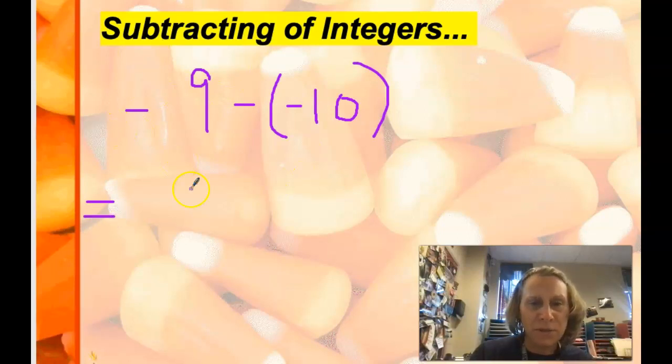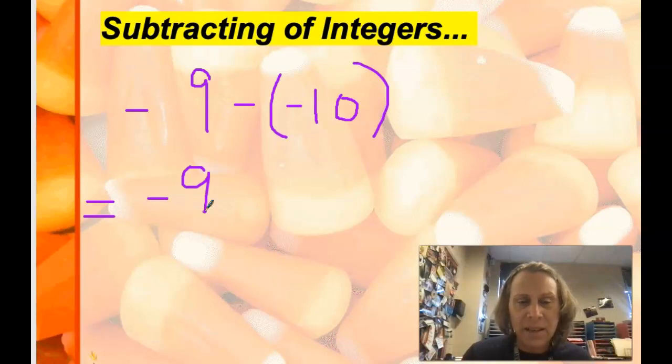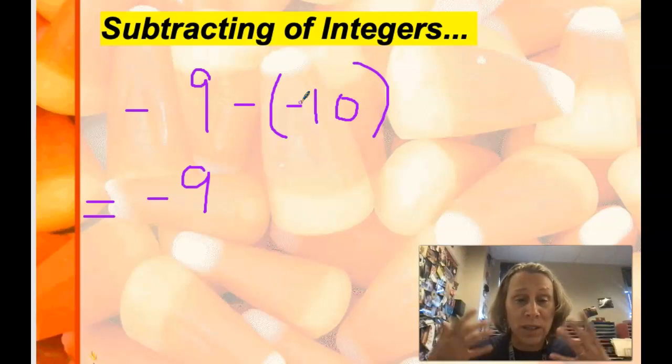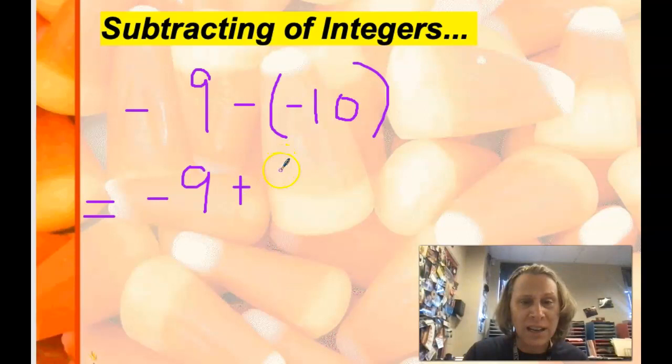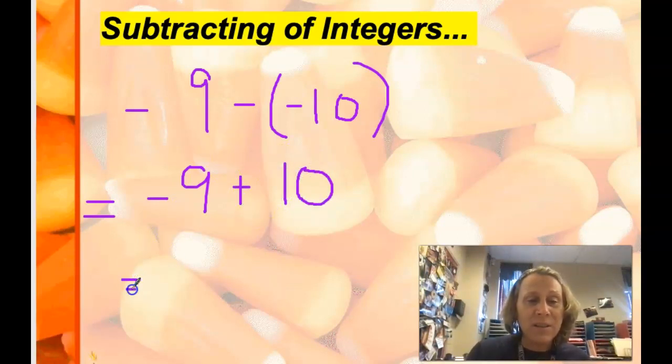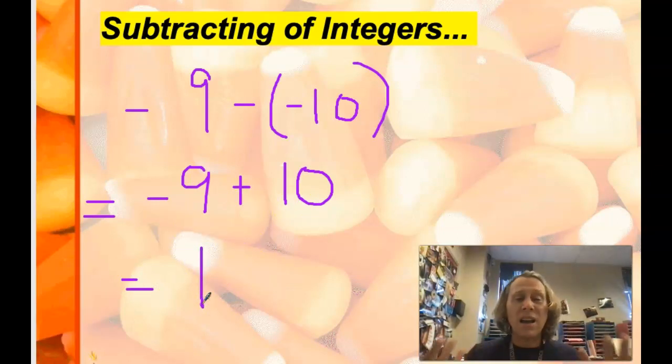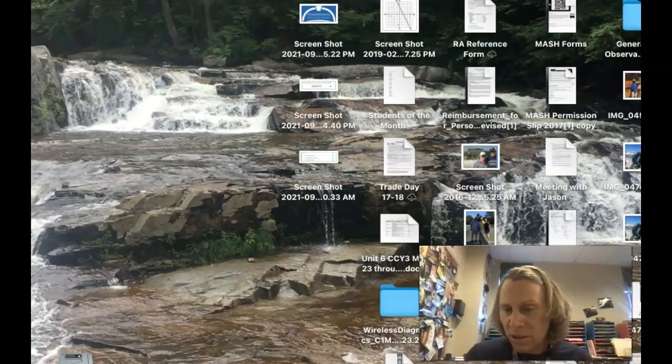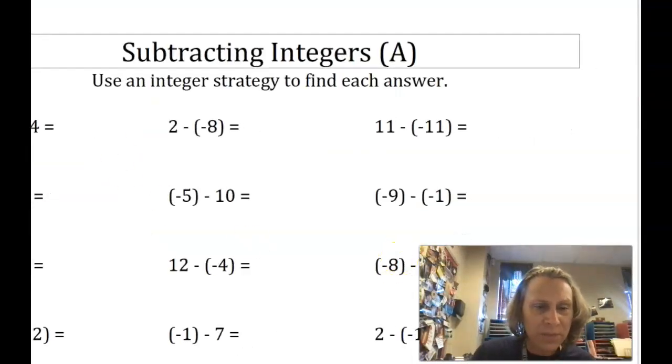All right, so hopefully you've taken that moment. We have the -9, it's a debt. We are taking away a debt of -10. Is that a good or a bad thing? Do you want someone to take away a debt? Yes, we do. So we change that minus sign and we make it a +10. So in the end, we take the -9 plus 10, we get a +1.